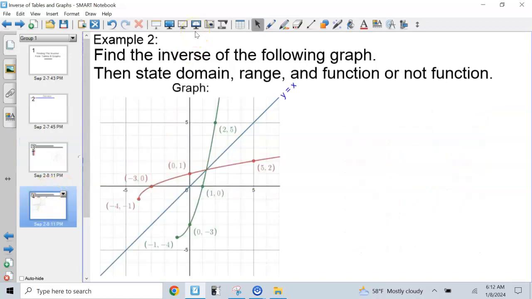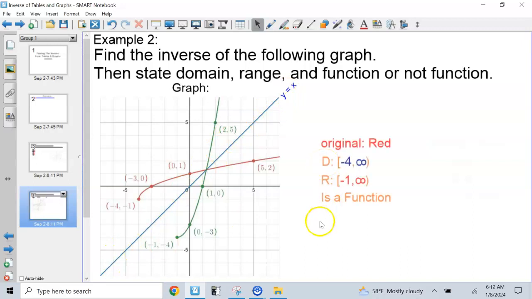Here's example 2. Find the inverse of the following graph, then state domain, range, function, or not. I put everything on this graph and I label the points too. Red's the original, green's the inverse. Notice -4, -1, turn to -1, -4. -3, 0, turn to 0, -3. 0, 1, turn to 1, 0. And then 5, 2, turn to 2, 5. And there's a reflection of the diagonal y equals x.